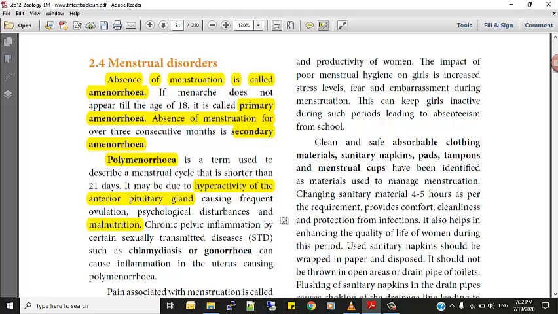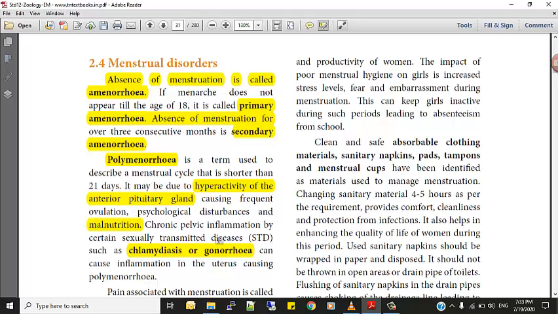Okay, chronic pelvic inflammation by certain sexually transmitted diseases. Sometimes STD, sexually transmitted disease, is caused by an inflammation. This disease is bacterial or viral, such as chlamydiasis or gonorrhea, which can cause inflammation in the uterus, causing polymenorrhea. If this disease-causing agent, such as gonorrhea, is present, it will trigger the uterus and cause inflammation in the uterus, causing polymenorrhea. Before 21 days, again the menstrual flow will start.